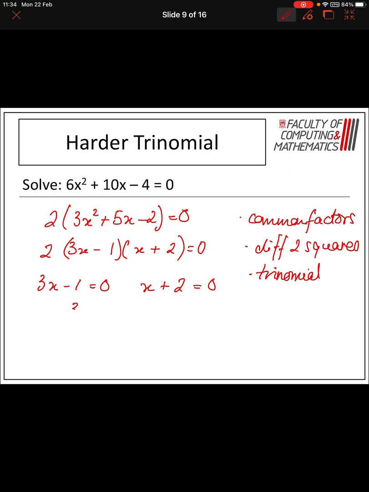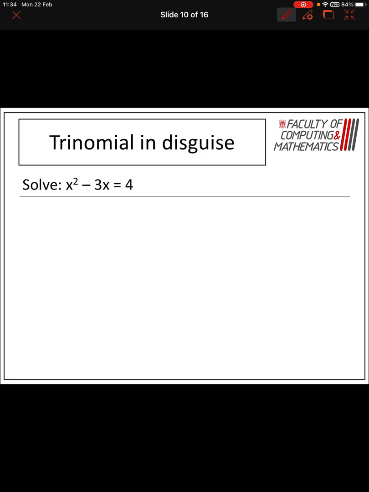And then we balance this equation. So 3x is equal to 1, add 1 onto both sides, and then divide it by 3. So x is equal to 1/3, and then take 2 off of both sides. X is equal to -2. So this graph cuts the x-axis at x equals -2 and x is equal to 1/3.